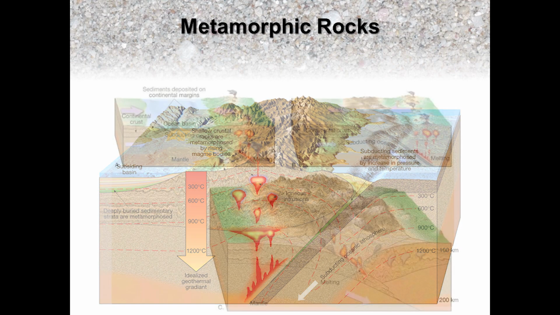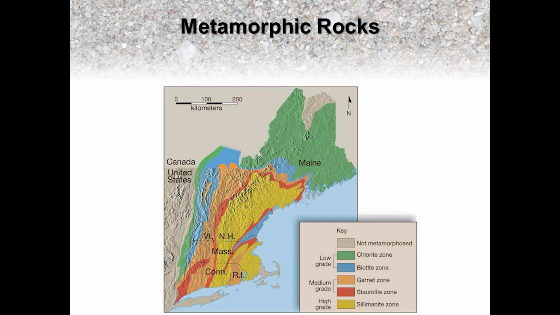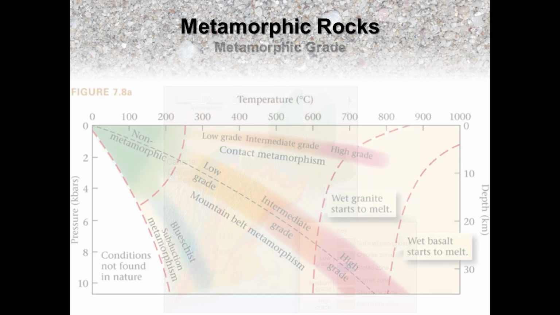Regional or mountain belt metamorphism also involves heat and hydrothermal fluids, but also intense pressure associated with mountain building processes along convergent plate boundaries. This type of metamorphism occurs over large geographic distances at scales large enough to form Himalayan-sized mountain ranges and/or volcanic arcs.